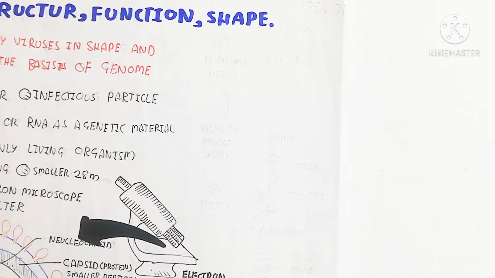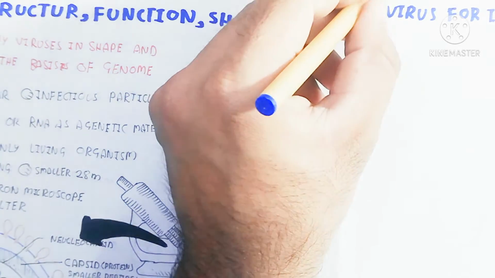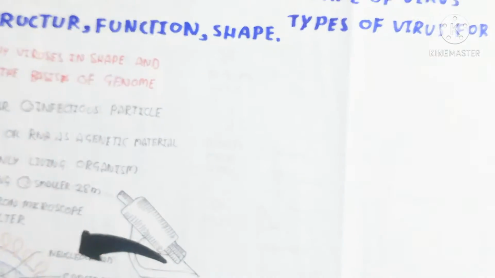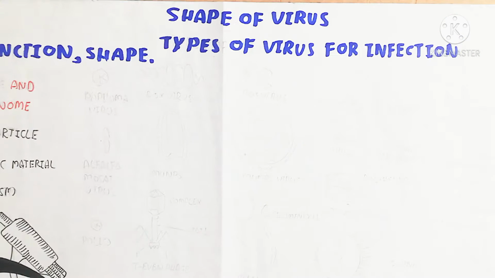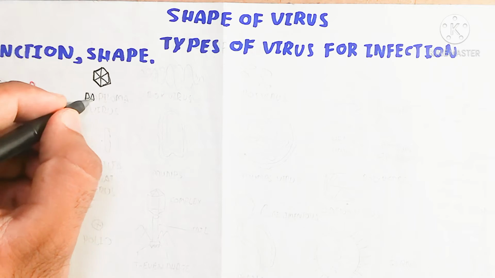So let's talk about the shape of virus, on the basis of their infectious particle. Types of virus for infection. The infection side we will cover in this diagram to understand all the viruses.